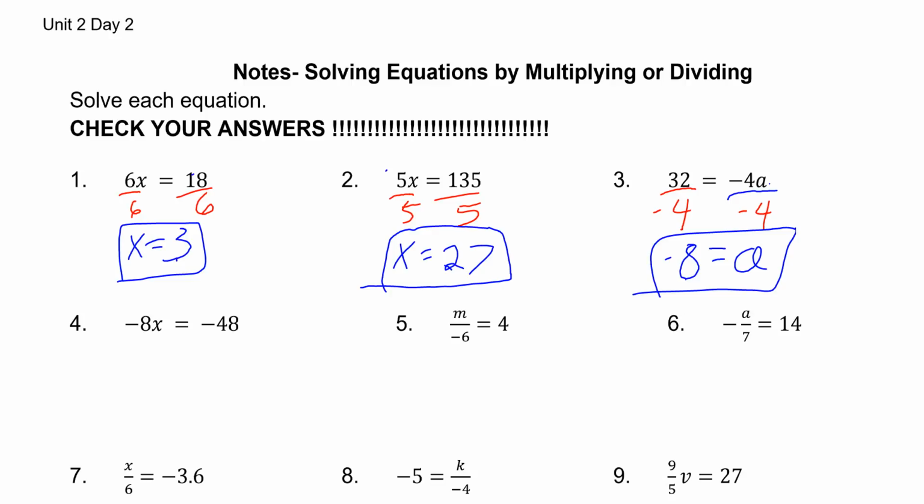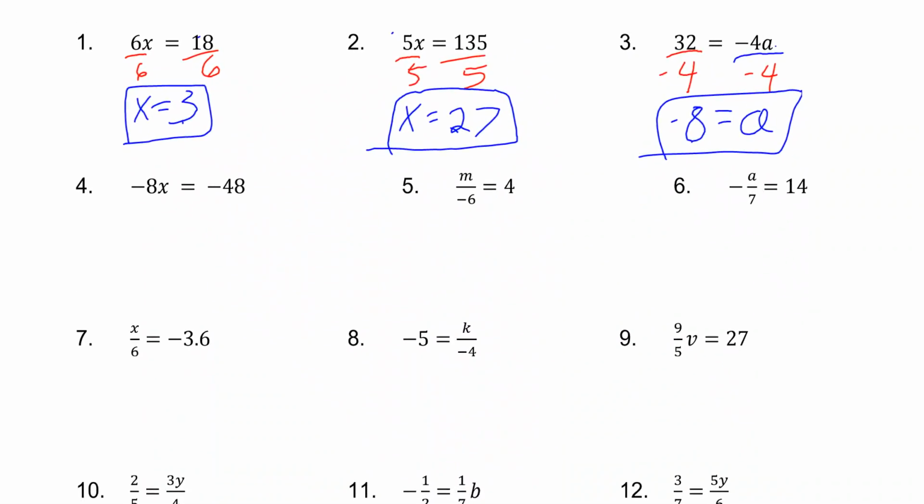Like I said in the last video, there's no reason that you should miss any of these questions. So on number 4, in order to solve this one, we're going to divide by negative 8. We divide by negative 8 and x equals 6. Just to double check, negative 8 times 6 is indeed negative 48.